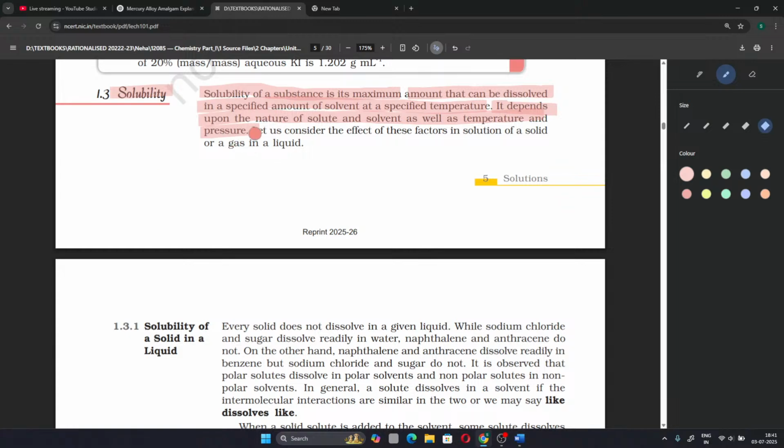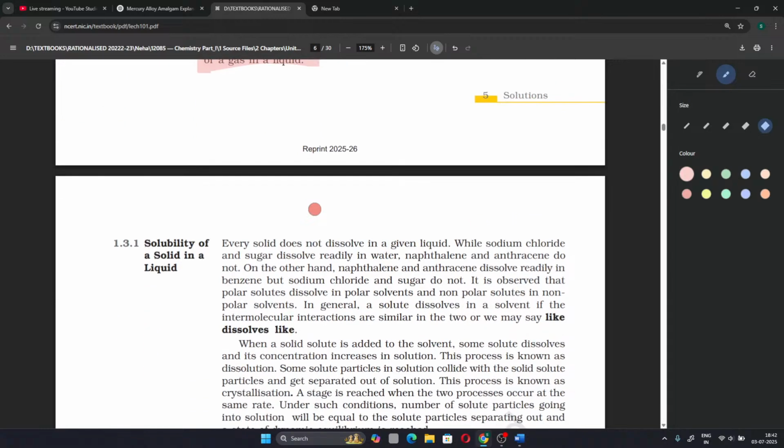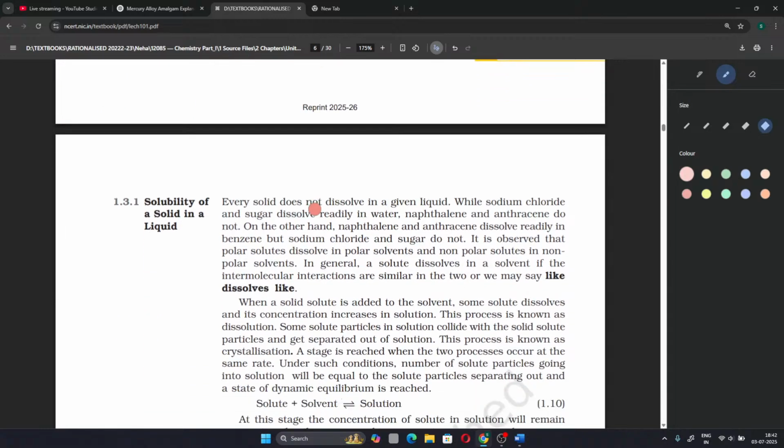Let us consider the effect of these factors in the solution of a solid or a gas in a liquid. How does this affect the solution of a solid or a gas in a liquid?